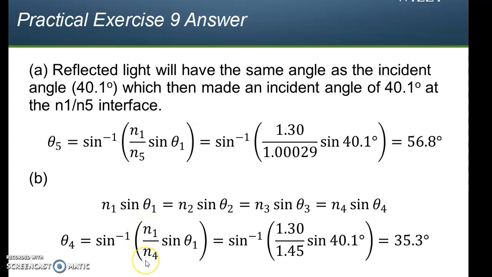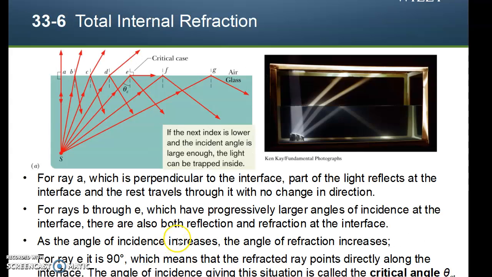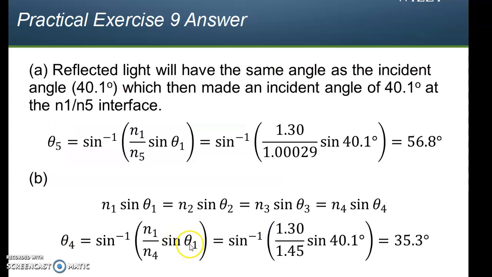Now you have N4 in the denominator, sine theta 1. So it is 1.30 divided by 1.45, sine of that 40.1. And so that right there gives you 35.3. Okay? So it doesn't matter how many different media you go through, the relationship is the same. All you have to do is make certain you're using the correct refractive index, and then you will get the correct angle.